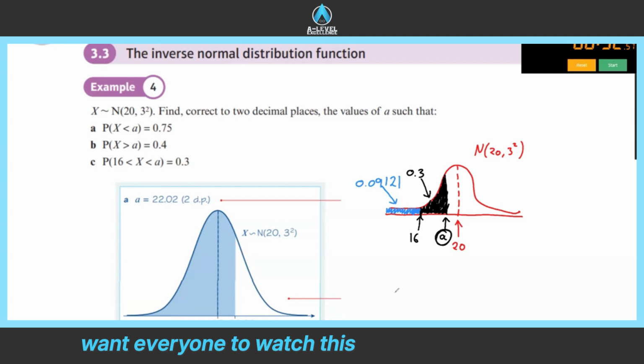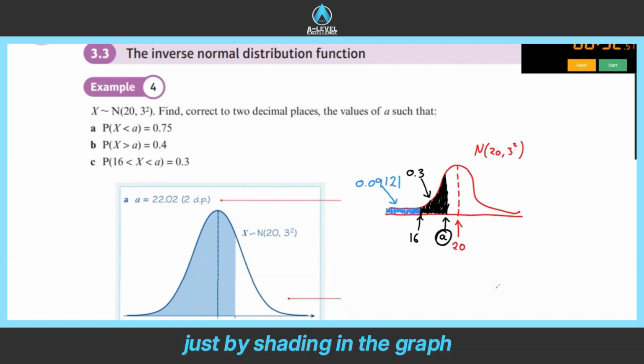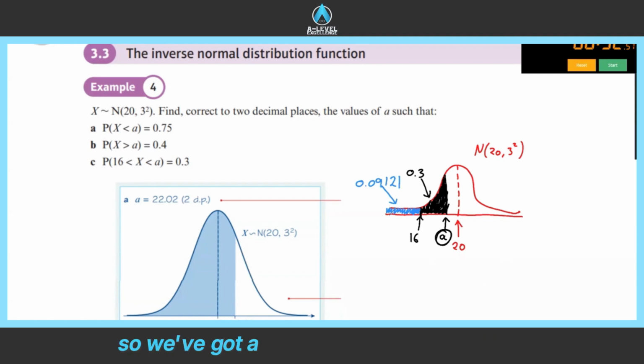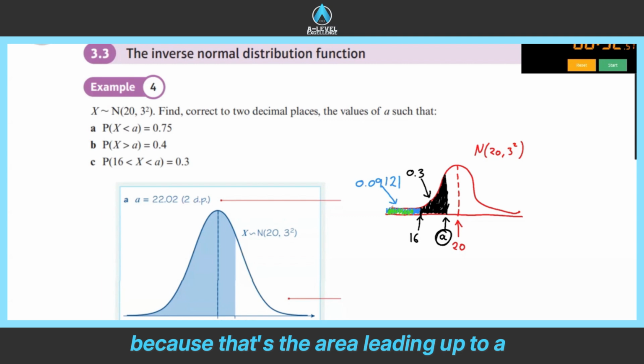All right. I want everyone to watch this really carefully. I'm going to use pink to do this, and I'm going to change the way the question looks just by shading in the graph. It might make it more apparent what to do. So we've got a blue area and a black area. But I'm going to make... wait, do you add them? Sorry. You do add them. Why do you add them? Because that's the area leading up to A.